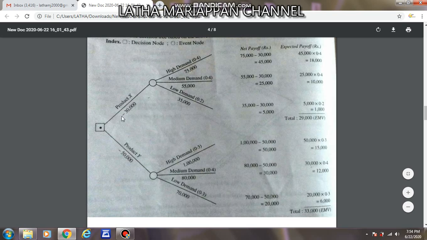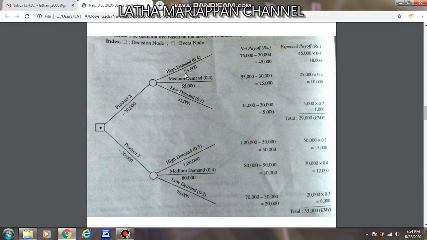Okay, here you have to write the investment, how much you are going to invest, 30,000. Okay, and here the investment for Y is 50,000, and here you have to write down the probability, 0.4 for high demand and 0.4 for medium demand and 0.2 for low demand. This is given data. Okay, what is your sales? So you will get 75,000 in high demand. If the product has medium demand, you will get 55,000. If it is a low demand, you will get 35,000. Now you have to do net payoff. Okay, here you have to write down for Y. So the given data we have written here. Okay, everything is a given one.